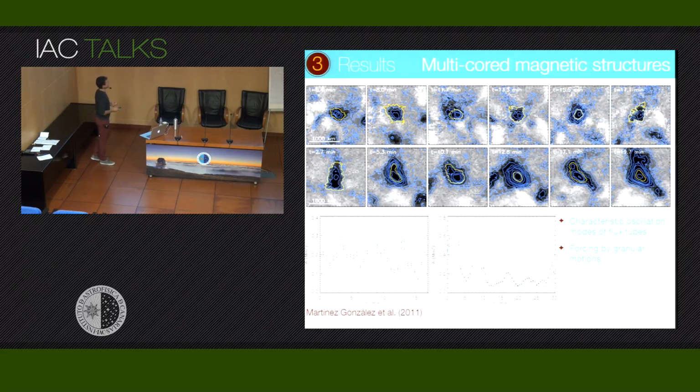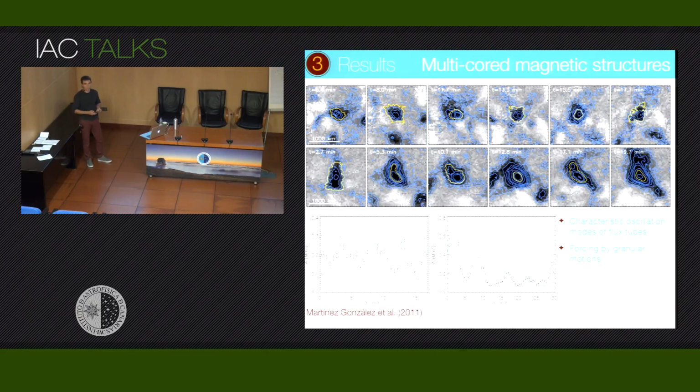Such an oscillation has been previously observed by Martinez Gonzalez and co-workers in other 4 magnetic elements. Here I show an example of 2 of them, and here I show the magnetic field oscillations. In that work, they suggest 2 possible scenarios. One possibility is that these oscillations are produced by characteristic oscillation modes of an isolated flux tube. And another possibility was that they may be produced due to the forcing by granular motions.